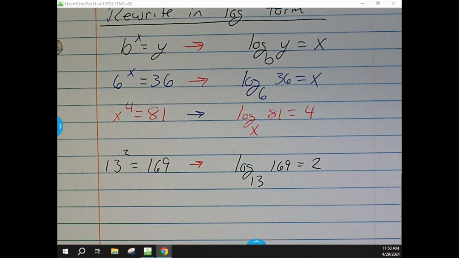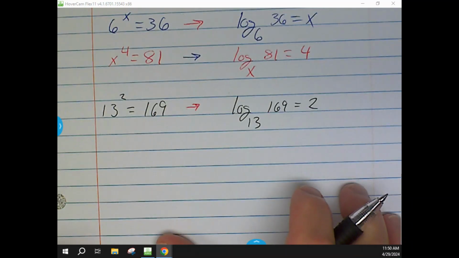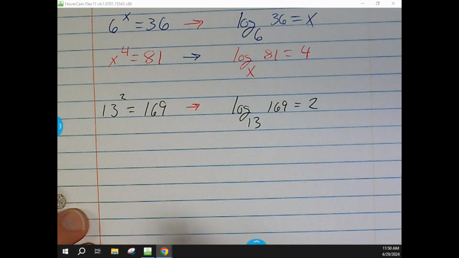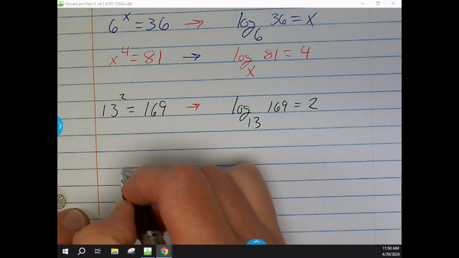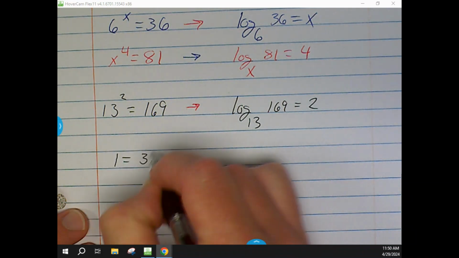The only thing you've got to be a little bit careful of on some of these is that some of the questions we've got here will mix up the order of the numbers that you have. So they may have like 1 equals 3 to the 0 power.